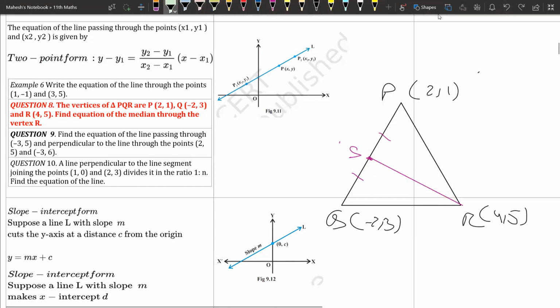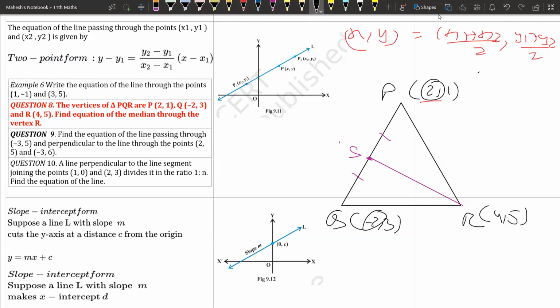So first I'm obtaining the coordinates of S. As you know, S is the midpoint of PQ. So we will be applying the section formula for the midpoint. You must be knowing that the midpoint is obtained as (x1 plus x2) divided by 2, and similarly (y1 plus y2) divided by 2. Now applying this formula, x is 2 minus 2, which is 0, divided by 2 is 0. And similarly, 1 plus 3 is 4, 4 divided by 2 is 2. So we got the coordinates of this point S using this formula.